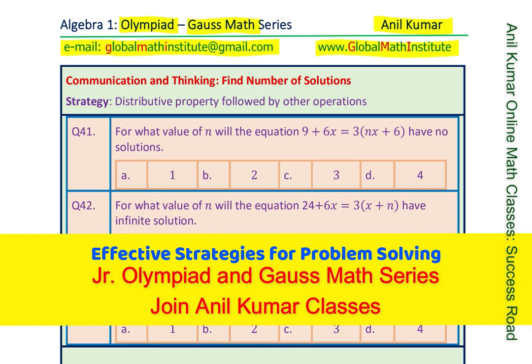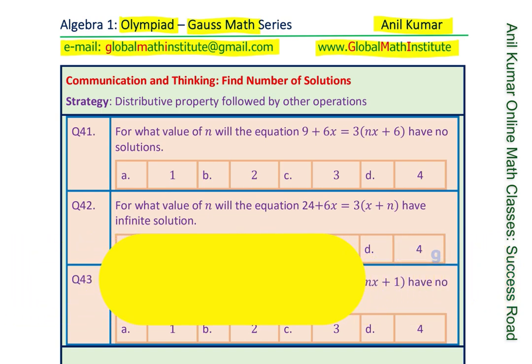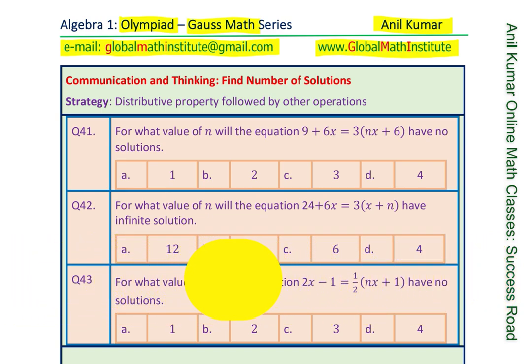Now here we are discussing 3 questions. These are communication and thinking based questions. I made them multiple choice since in many competitions you see multiple choice questions. Now the question here is, for what value of n will the equation 9 plus 6x equals 3 times (nx plus 6) have no solution? You don't have to find the solution. You have to find the value of n for which there is no solution.